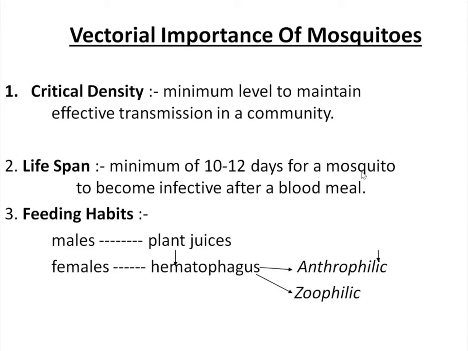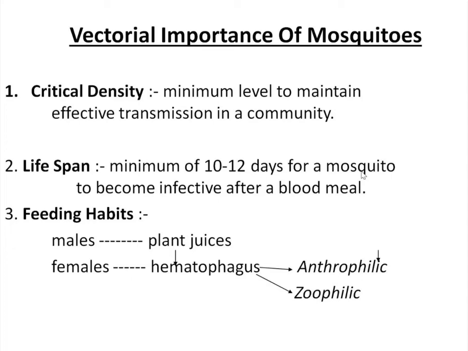Next is feeding habits. As you know, the males usually don't feed on animals. They feed on plant juices. Only the female mosquitoes feed on animals, so they need a blood meal for feeding. That's why they are called hematophagous. They take blood for their survival.